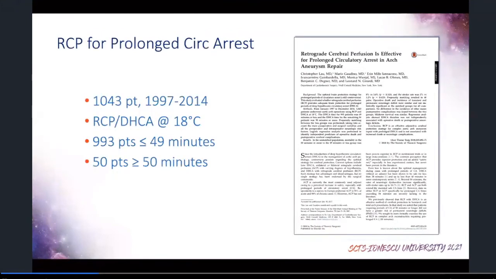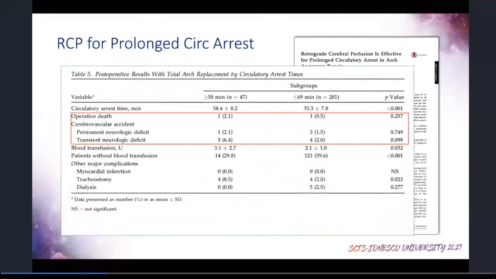RCP can be used for prolonged circulatory arrest, as demonstrated in this paper from our colleagues at Cornell. Over a long period of time, RCP was conducted at 18 degrees Celsius. Almost 1,000 patients had circulatory arrest times less than 49 minutes, but 50 patients had circulatory arrest of over 50 minutes. And when you compare the patients that had a 50-minute circulatory arrest time with those having less than 49 minutes, there was no significant difference in operative death or stroke, as evidenced by both permanent neurologic dysfunction, permanent stroke, or temporary neurologic dysfunction, TND.